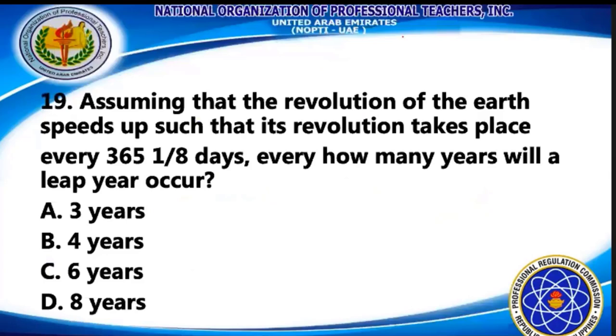Next, 19. Assuming that the revolution of the Earth speeds up such that its revolution takes place every 3,018 days. Every how many years will a leap year occur? Narinig nyo ba ang leap year na sinasabi? Di ba yung pagdagdag ng tag doon? Yung kung ang birthday mo ay February 29, every how many years ka ba nagbo-birthday? Yun yung leap year. Kasi 365 and 1/4 days yung totoo. Pero eto, assuming lang, sabi niya. Okay, ano yung answer?